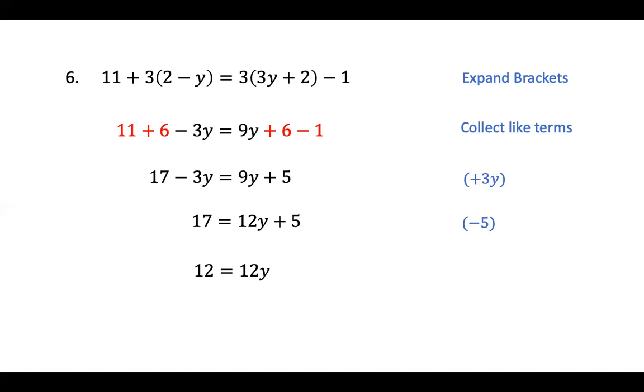And now I have 12 times y, so I need to get rid of that 12. The opposite of multiplying by 12 would be dividing by 12. So I divide both sides of the equal sign by 12, and I find that y equals 1.